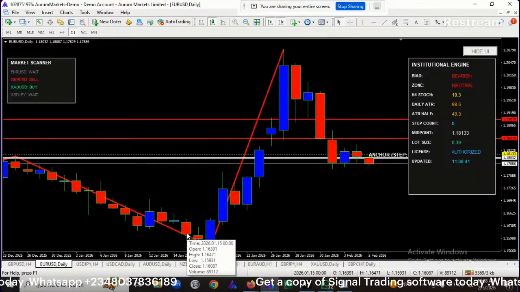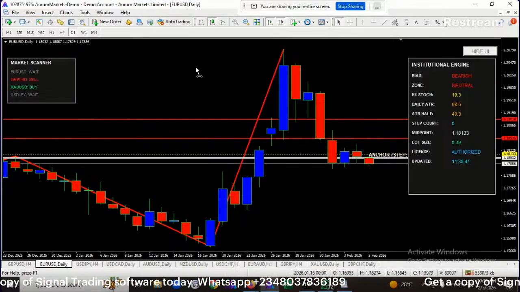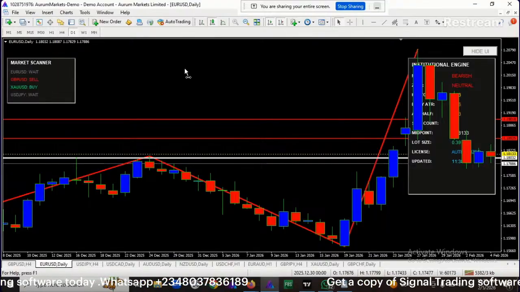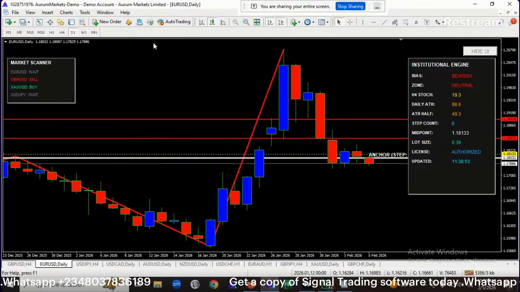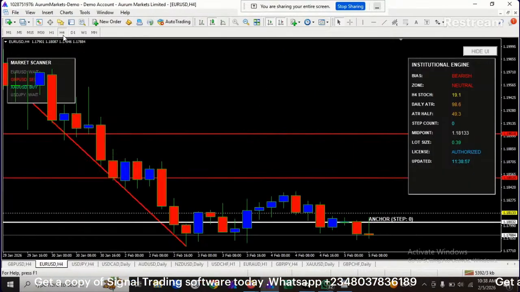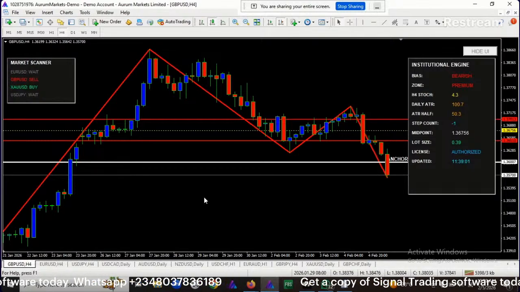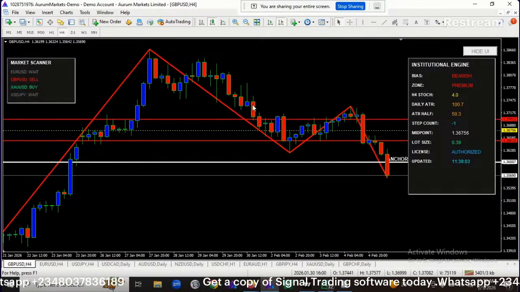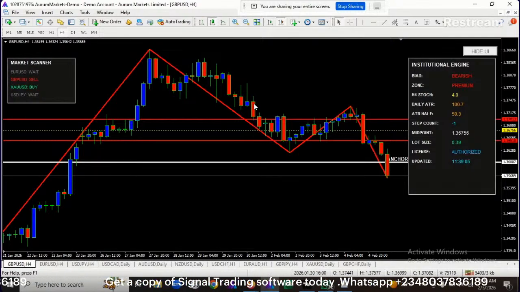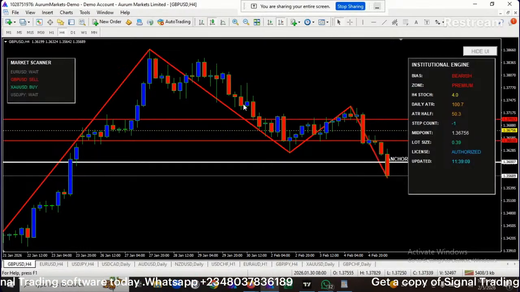Any question? So irrespective of the color in shooting star, if the body of a shooting star is bullish, you are advised to wait for the next candle to close bearish. Just like we have it here. It's bullish. The body is bullish.